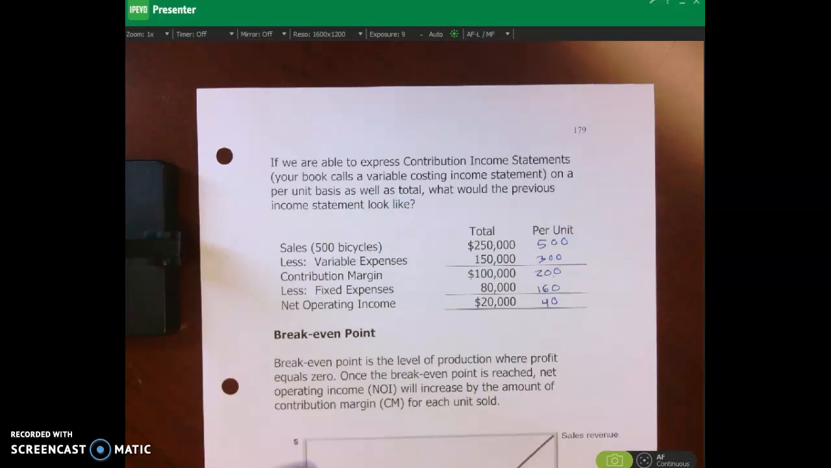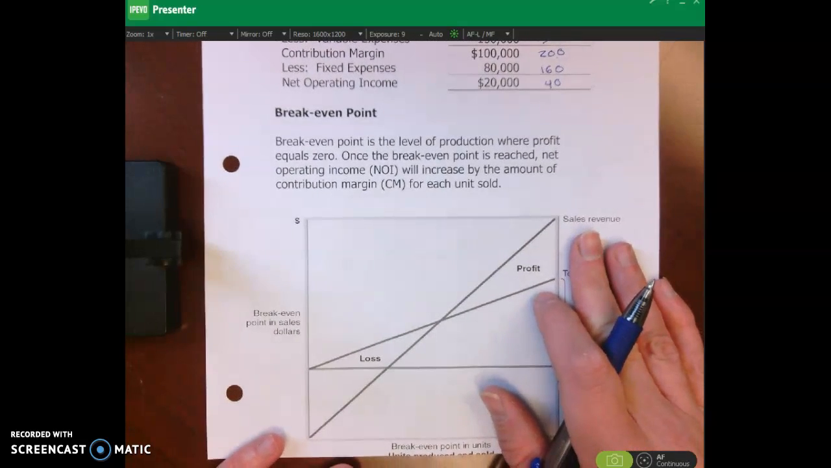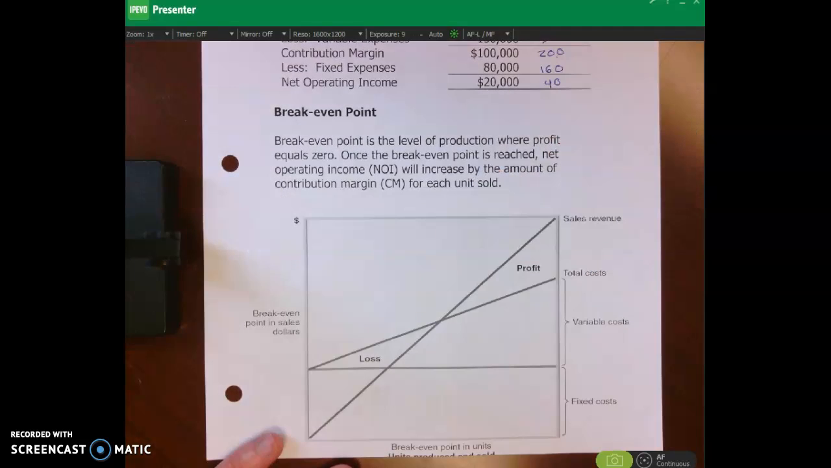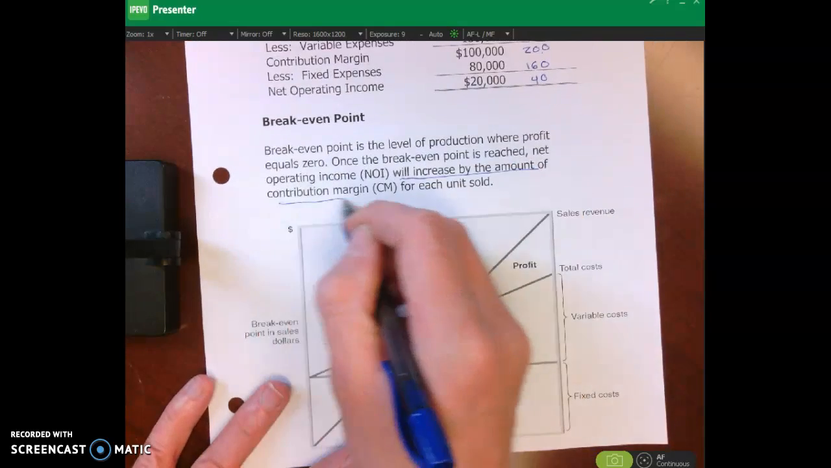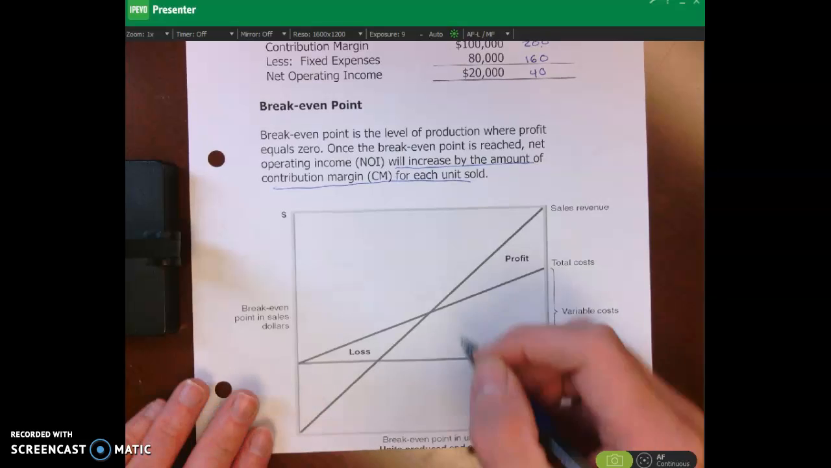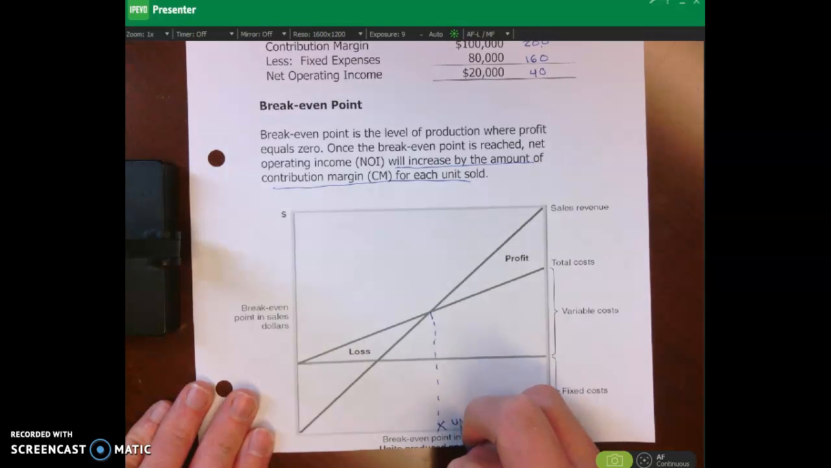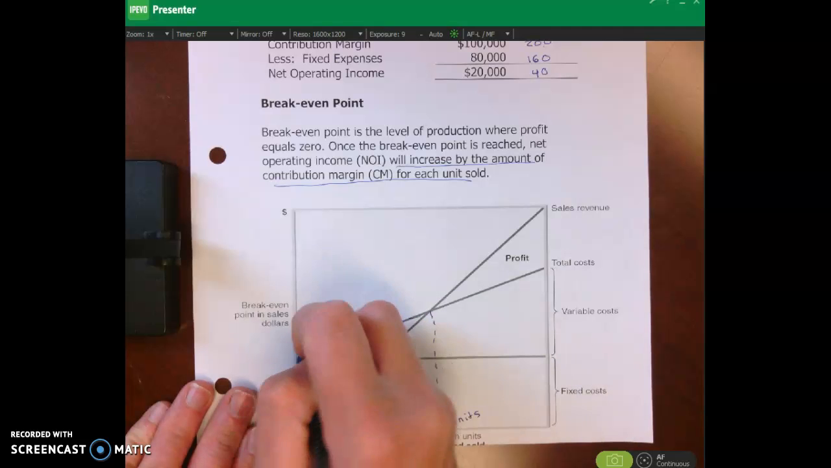Now, one of the applications of CVP analysis is to determine the break-even point. The break-even point is the level of sales for which we have zero profit. Once we achieve break-even, net operating income will increase by the amount of contribution margin per unit. So if we think about break-even, we can put it in terms of units, and then in terms of sales dollars.